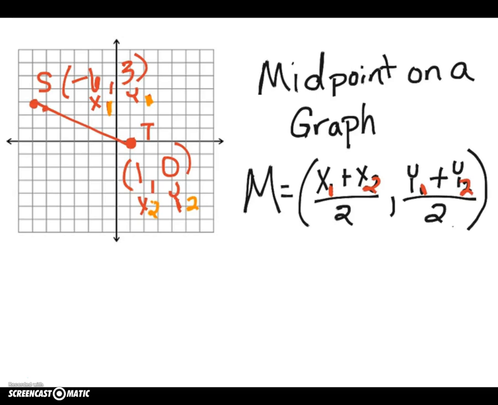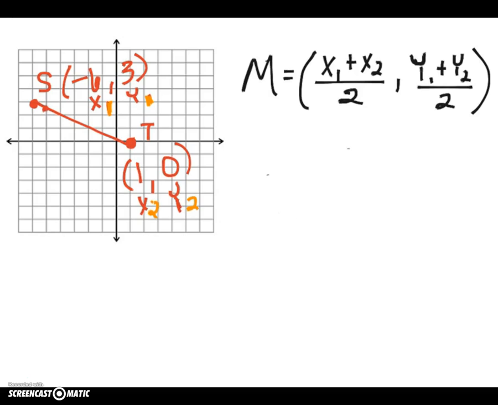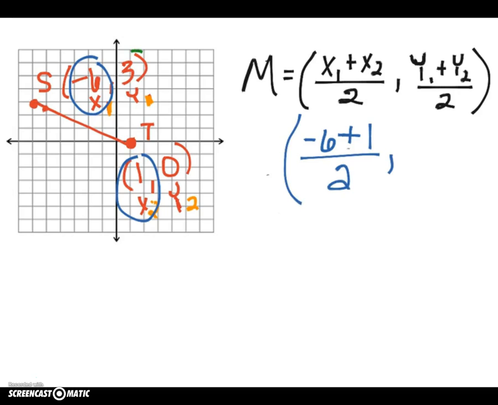Okay, so we're going to practice plugging these into our formula, and then we're going to solve. For our midpoint, we're going to start off by plugging in our x's. We have our x1 over here is -6, so we're going to plug that in. And then our x2 coordinate is 1, so we're going to plug that in. And that's over 2. And then for our y coordinates, we have y1 is 3, and y2 is 0.